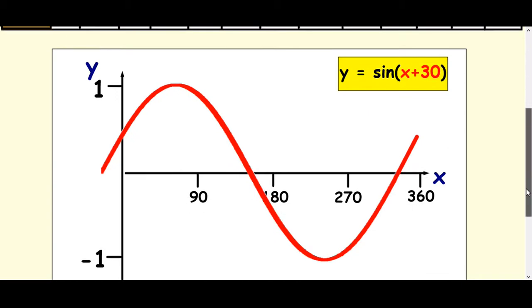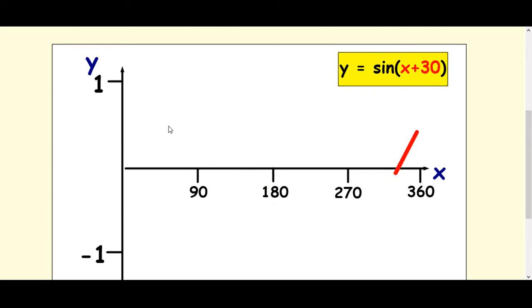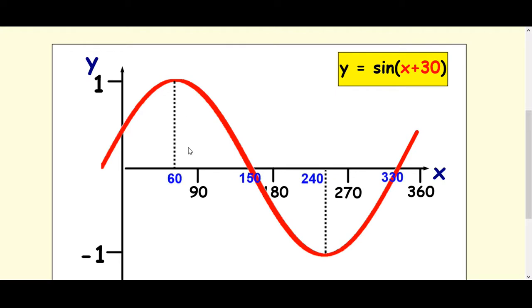Now, a good wee thing to think about here is to put in the new values where it crosses the x-axis, and also the new values of the peaks and the troughs, if you like. So what we tend to do there is this idea. That's happening now at 60 instead of 90. This is happening at 150. This is happening at 240 and 330.